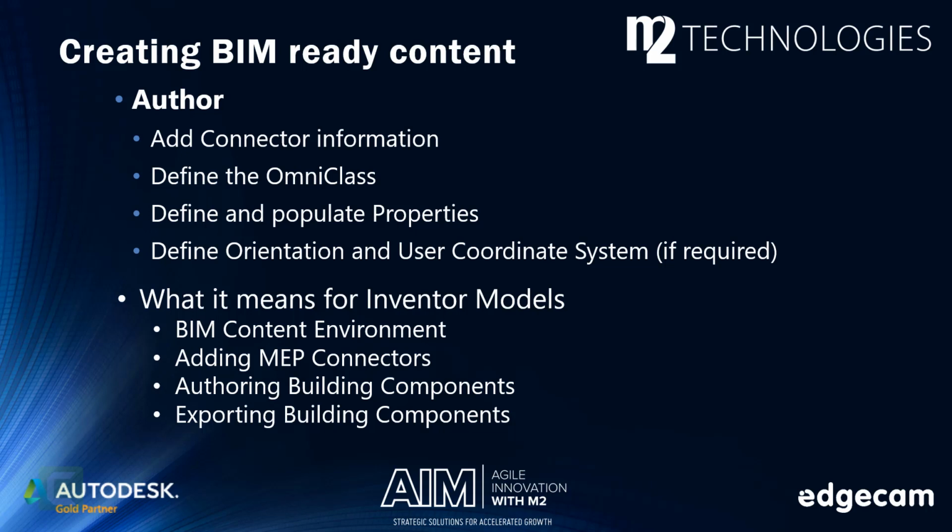For the Inventor models, to create BIM content, we go into our BIM content environment. Here, we can create our shrink wrap, we can add our MEP connectors, we can add the authoring information to the components, and this is where we actually export that component to a Revit compatible file format.